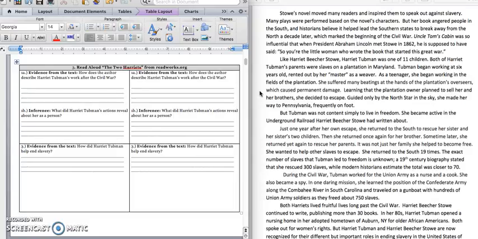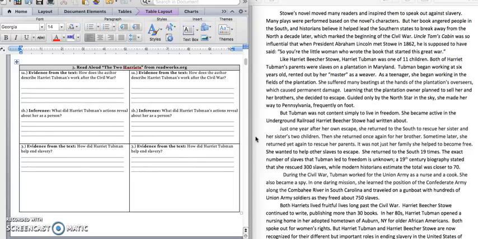Learning that the plantation owner planned to sell her and her brothers, she tried to escape. Guided only by the North Star in the sky, she made her way to Pennsylvania, frequently on foot. But Tubman was not content simply to live in freedom. She became active in the Underground Railroad Harriet Beecher Stowe had written about. Just 1 year after her escape, she returned to the South to rescue her sister and her sister's 2 children.